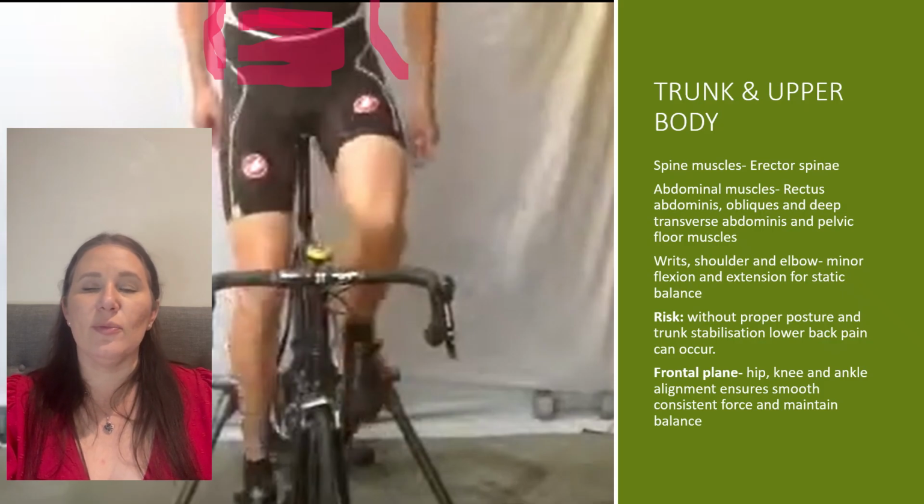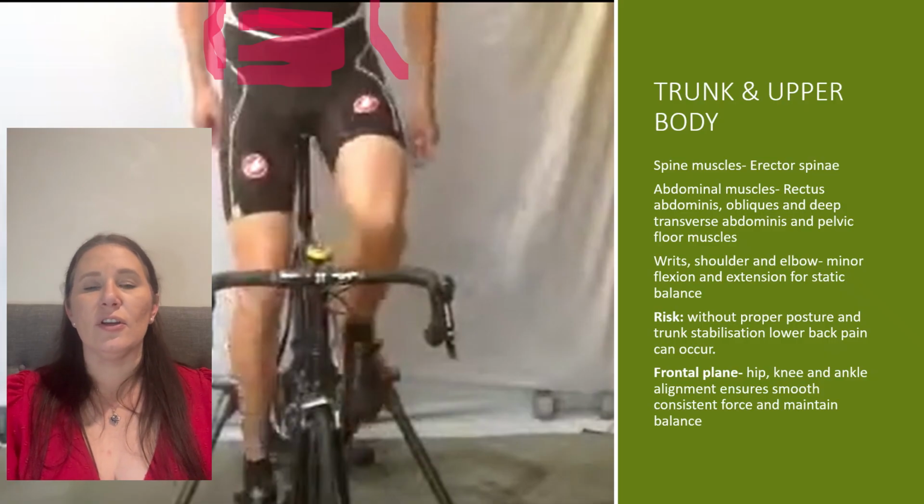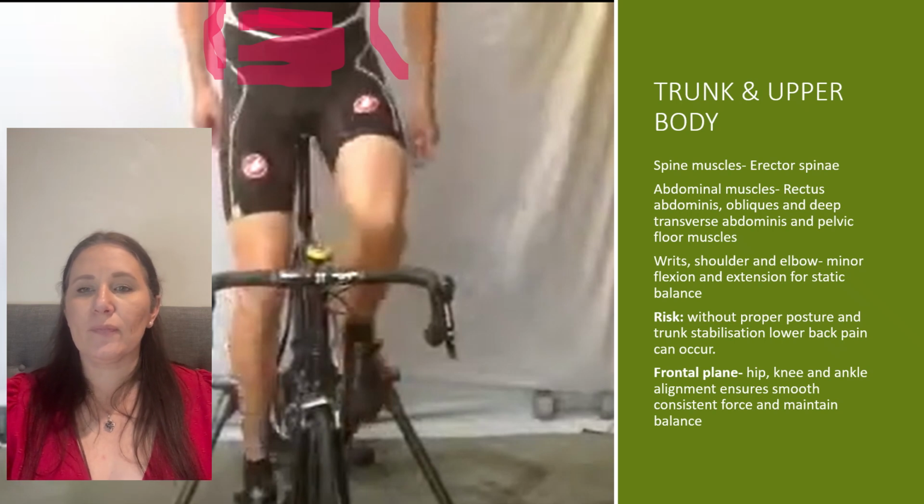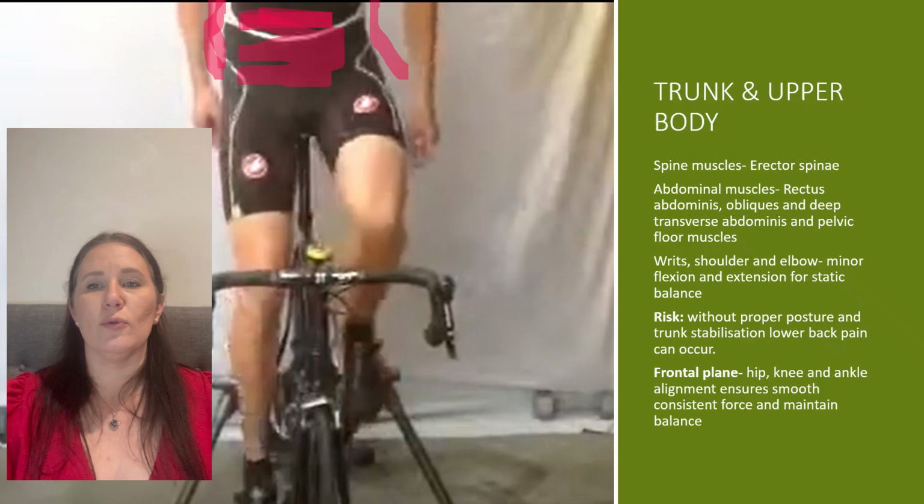The wrists, shoulders, and elbows have got minor flexion and extension for static balance. It's considered static because we're doing the same exercise over and over again in repetition, and not doing heaps of movements forwards and so forth.